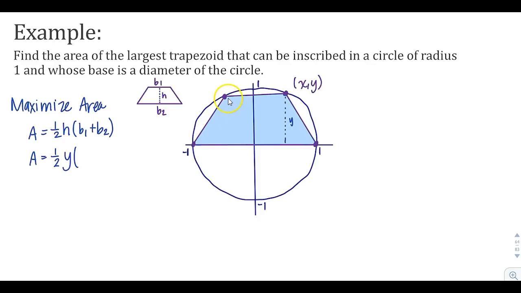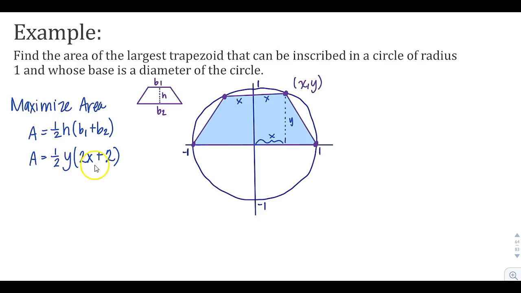And then base 1, the top part here. This distance is x, and this is x, so the whole distance across for my base 1 is 2x. So I have 2x plus my base 2 all the way across here. If the radius is 1 unit in each direction, this entire base is 2. So base 2 is 2.